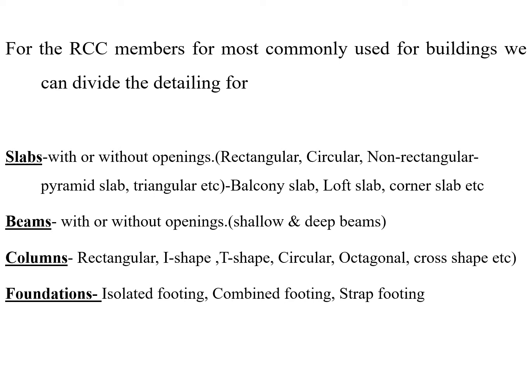For RCC members, for the most commonly used buildings, the detailing can be grouped into the following. First one may be slabs with or without openings. They may be rectangular slabs, circular slabs, non-rectangular, pyramid slabs, triangular slabs, etc. It may have balcony slabs, loft slabs, corner slabs, etc. Beams with or without openings, shallow or deep beams; columns with rectangular, I section, T section, circular cross sections, etc. Foundations: isolated footing, combined footing, stack footing, etc.